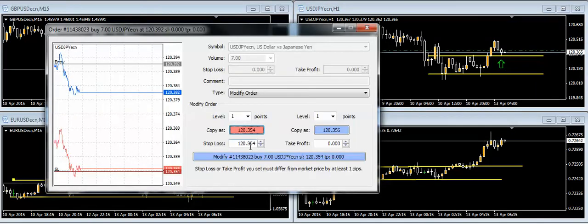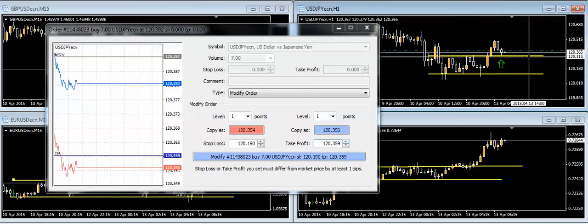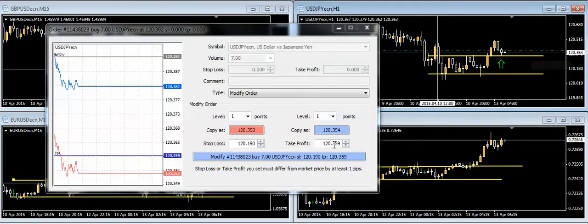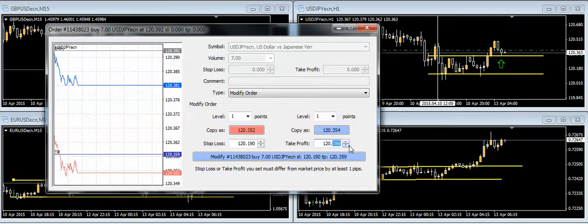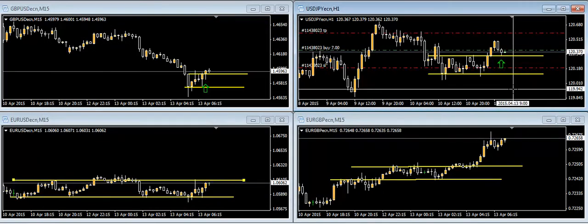So we enter the market at 120, so we're gonna go 120.19 for a stop loss, and we're gonna go 120.38. So 120.59 is our TP. So we got that locked in.